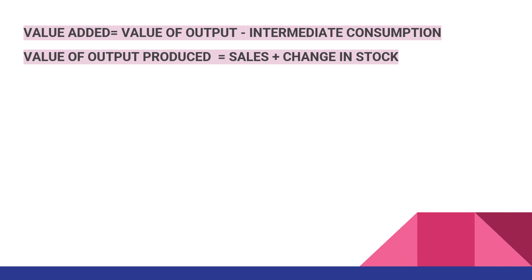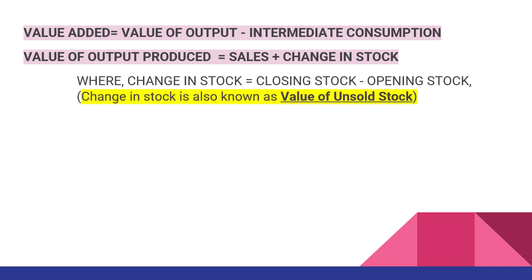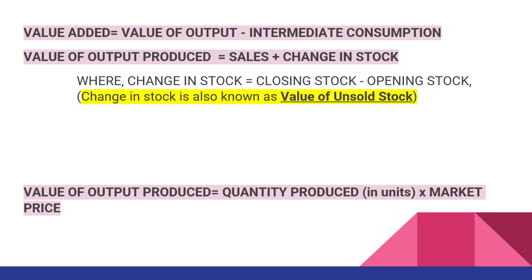Change in stock is also known as value of unsold stock. We can calculate change in stock using the formula closing stock minus opening stock. Then value of output produced can also be calculated using the quantity produced and the market price.